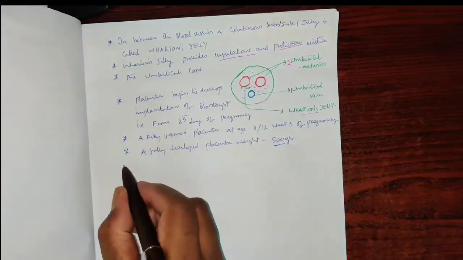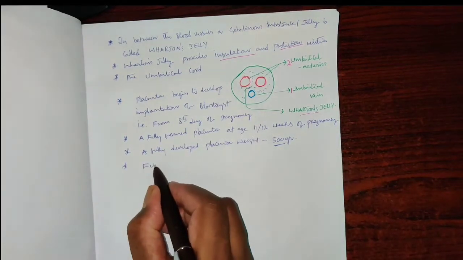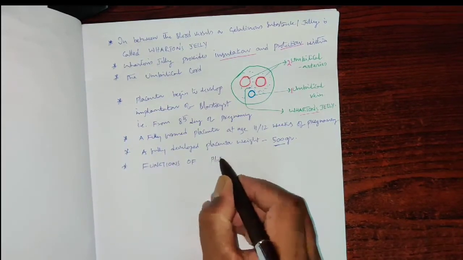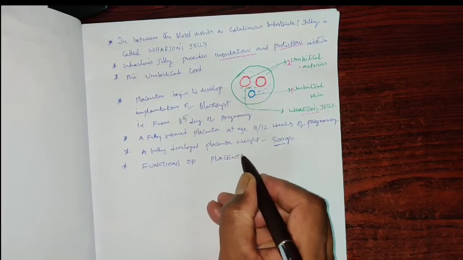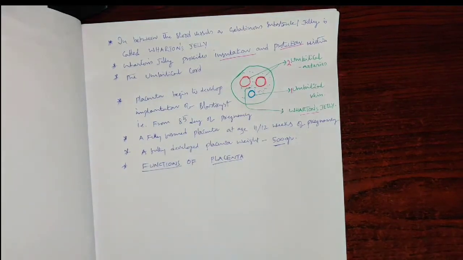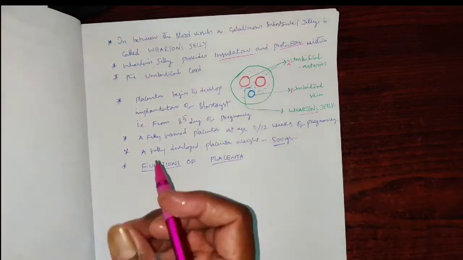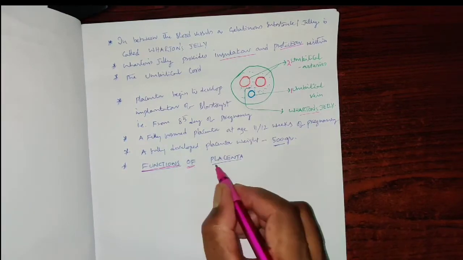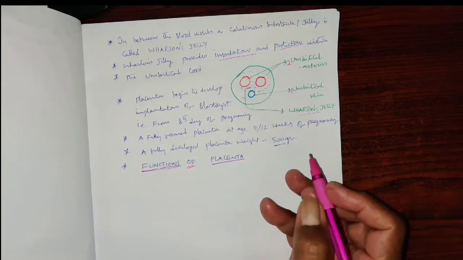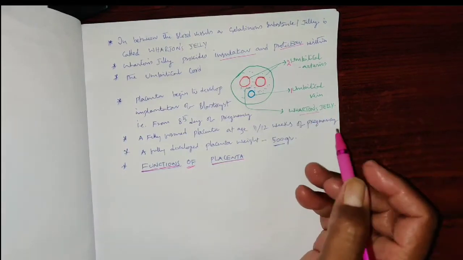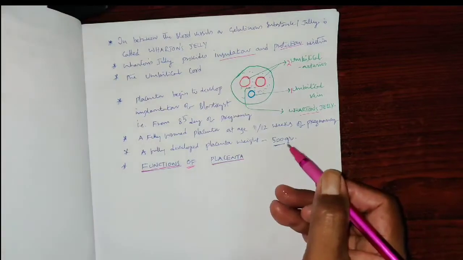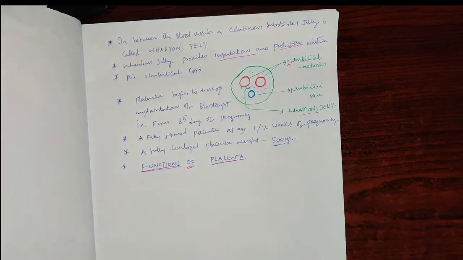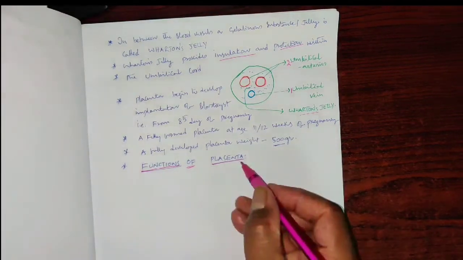Let's see the functions of placenta. So far we discussed the structure of placenta: what is placenta, how it is formed, what are the parts, what are the arteries and veins, where development begins and at which age of pregnancy it is fully developed. Now let us see the functions of placenta.